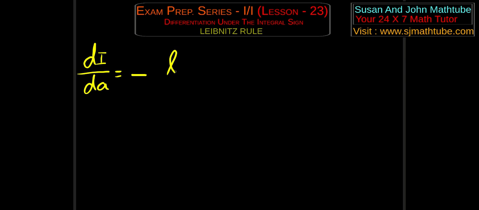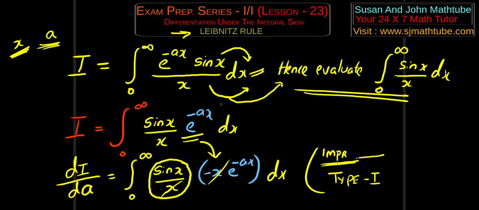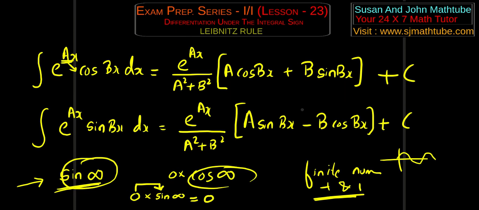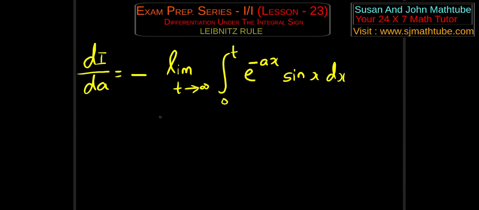Okay, so let's write limit t tends to infinity, integral 0 to t, e to the power minus ax sin x dx. Okay, I'll give you a glimpse of the formula so that you're able to integrate easily. So here we go, we have the formula. And we have a and b being minus a and 1. So let's apply the formula.